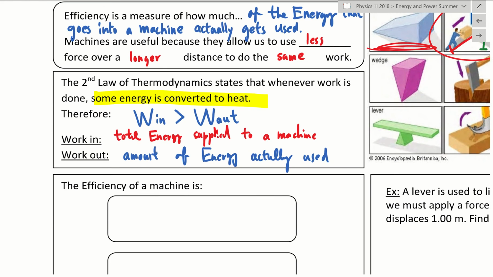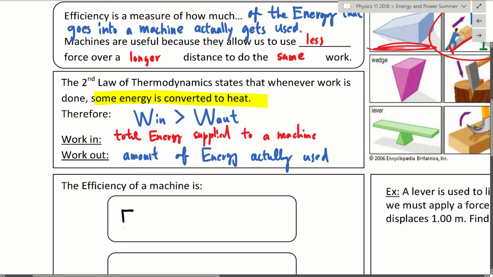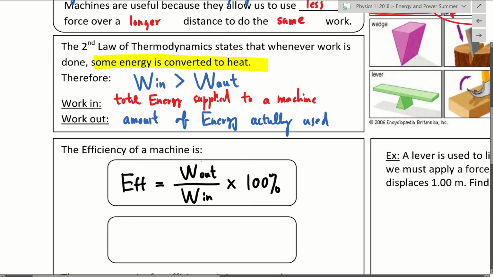So the equation for efficiency, however, is actually quite simple. Usually we have a shortcut, so we say efficiency, EFF. You can do it with energy. It's the work output, which is the energy output, divided by the energy input, and you multiply by 100% so that you can get a percentage as your answer. Now remember, energy is measured in joules, right?